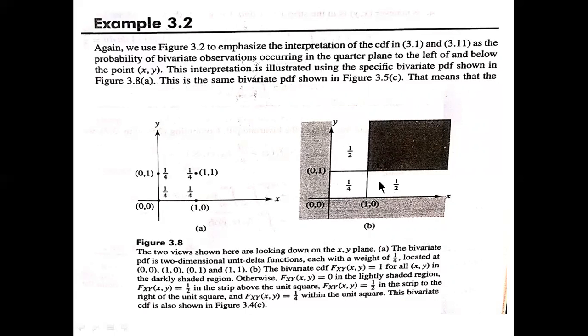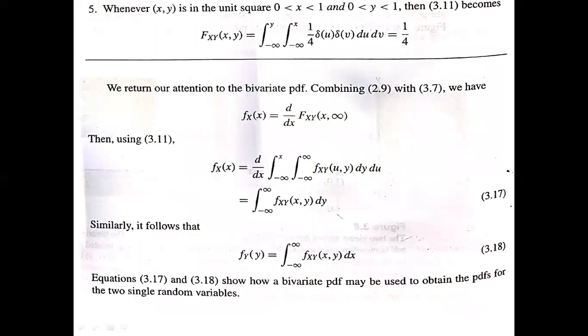A point somewhere here will cover all the 4. A point somewhere here will cover only this point. It will neither cover this, nor this, nor this. So it is only 1 by 4. That is written over here.